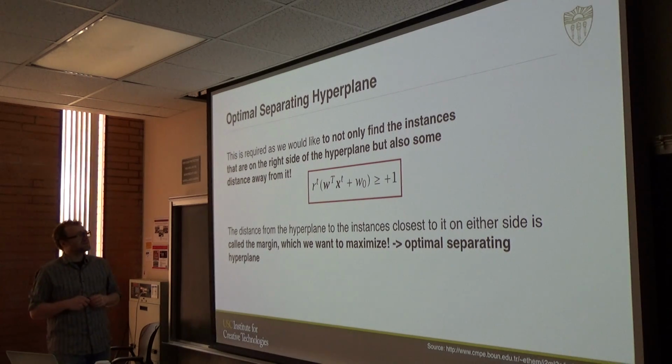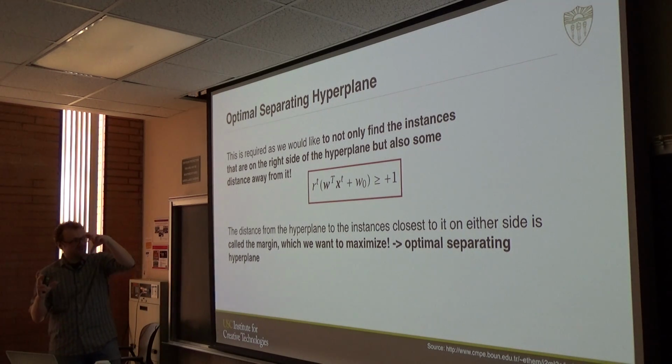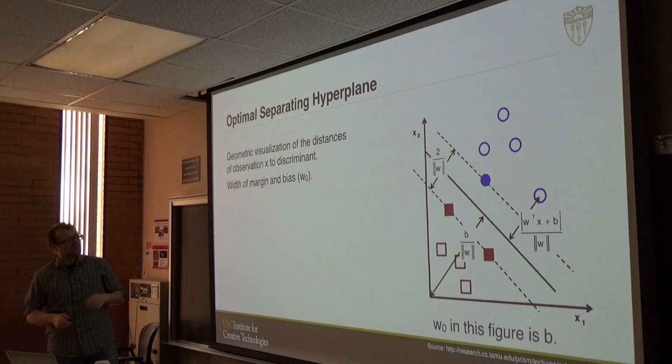As I said, we want the instances not only on the right side of the hyperplane, but also a certain distance away. And this +1 allows us to compute this distance. The distance from the hyperplane to the instances closest to either side is called the margin, which we want to maximize. That will lead to the optimal separating hyperplane, which then has only one solution because we can't move it around anymore.